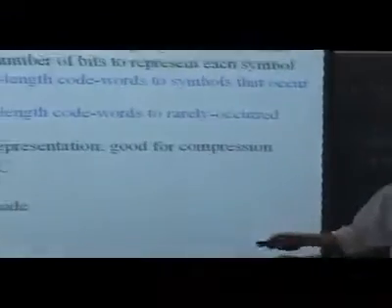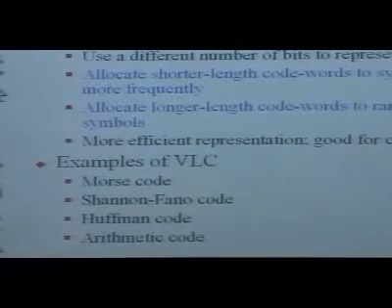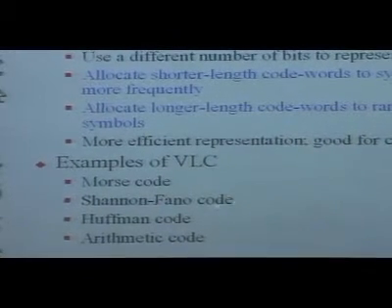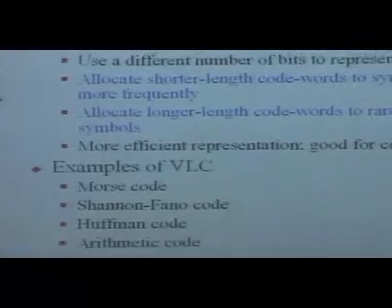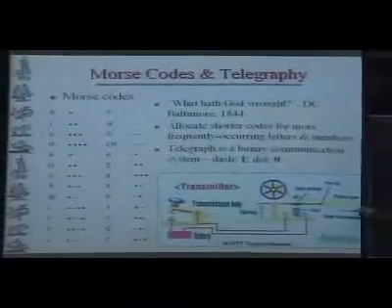The first is Morse code. You heard of it before, right? For telegraph. Okay? And then Shannon-Fano code, Huffman code, arithmetic code. Okay? Now, for Morse code, it's being designed.